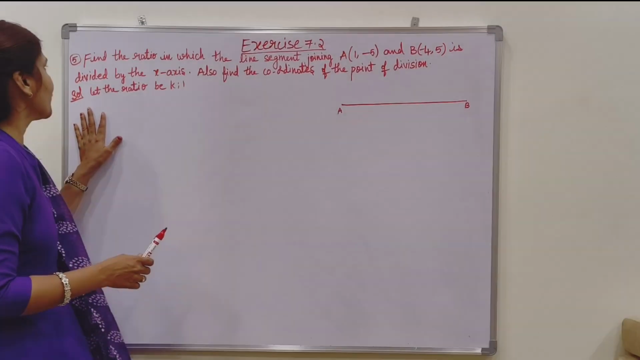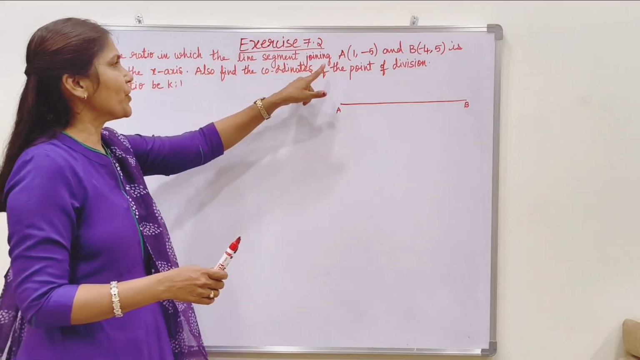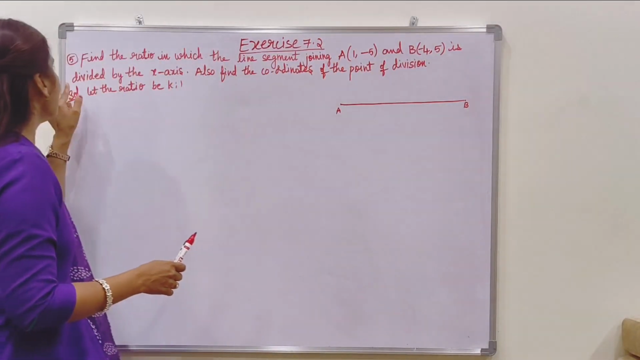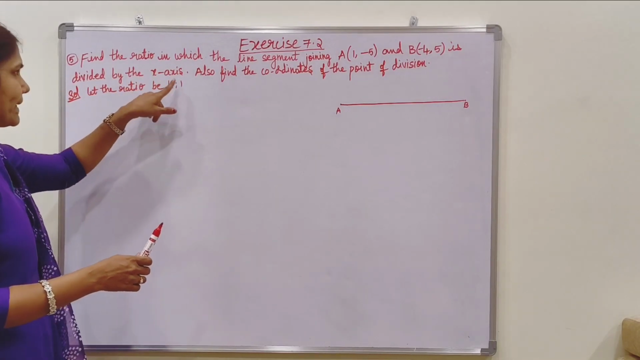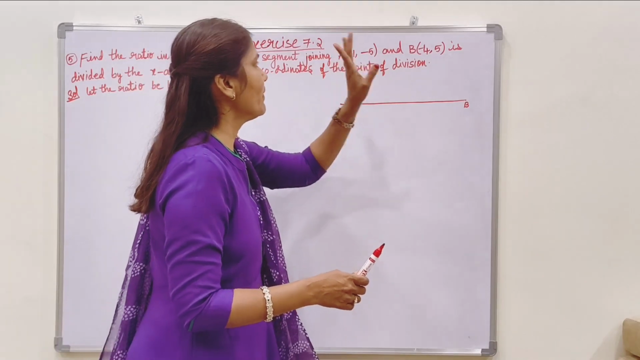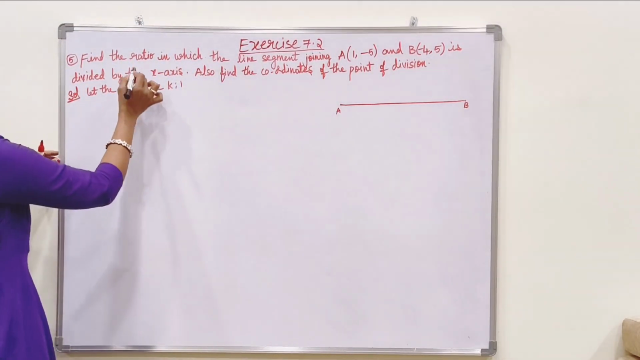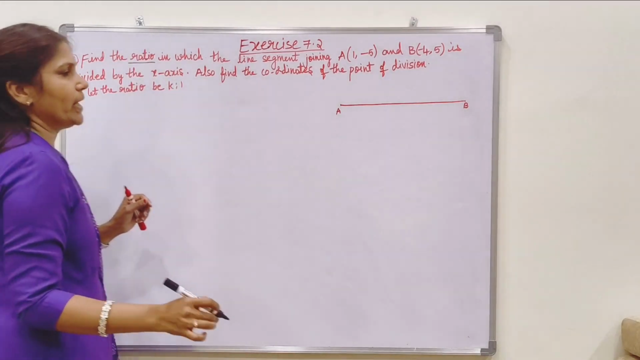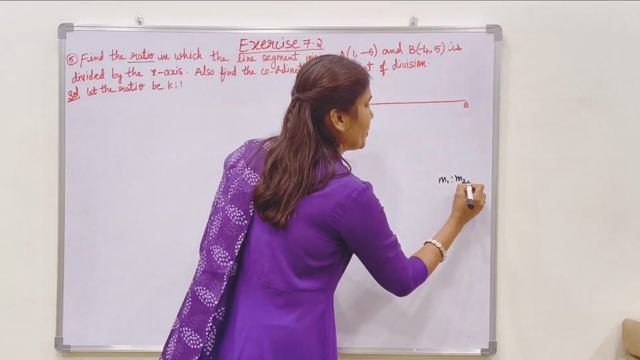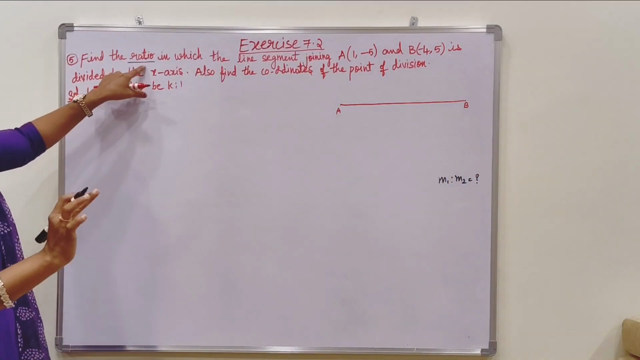Okay. Now 5th question. Find the ratio in which the line segment joining A 1 minus 5 and B minus 4 5 is divided by the x-axis. Also find the coordinates of the point of division. See here. In this one, we will find the ratio. So ratio is the question mark. So M1 is to M2 is the question mark.